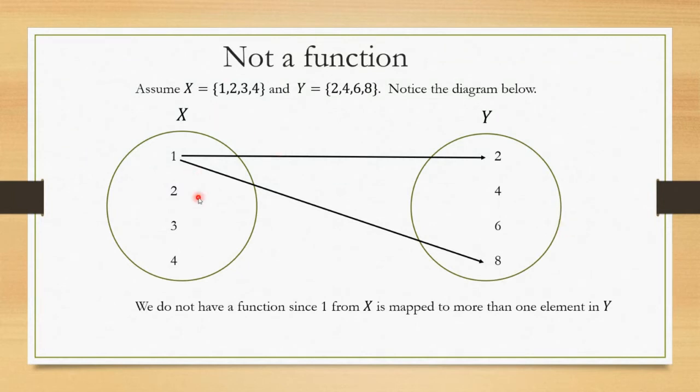I probably could have drawn more arrows from 2, 3, and 4, but right away we can see we don't have a function. Because again, something from the first set is mapped to more than one element in the second set.